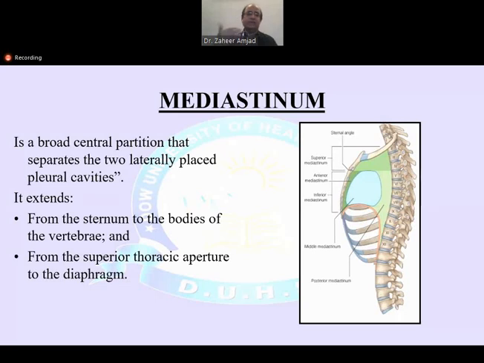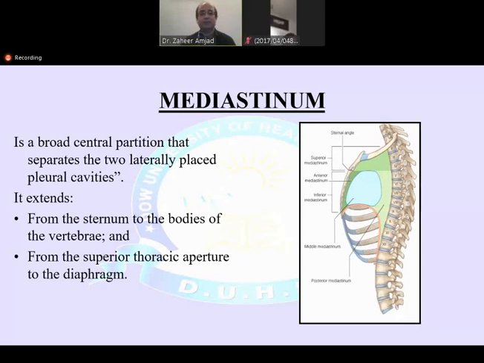It extends from the thoracic inlet up to the thoracic outlet. However, it is divided for the purpose of studying and further understanding. It is divided into superior mediastinum and inferior mediastinum. First, you can divide it into superior and inferior. The green one in this picture is the superior, and below that is the inferior mediastinum.